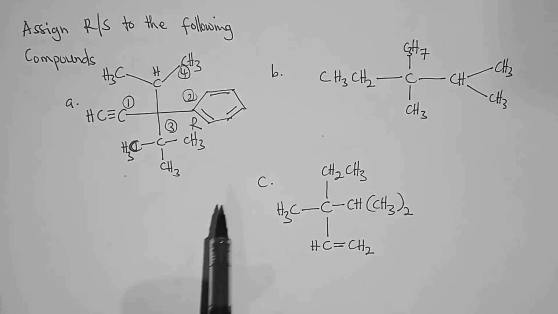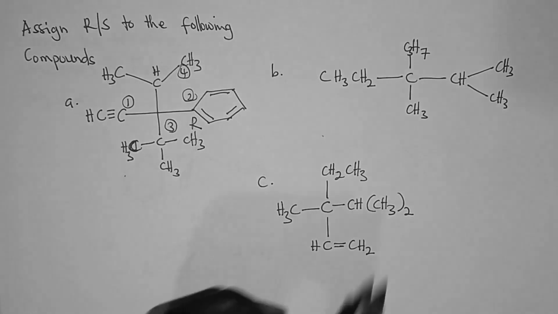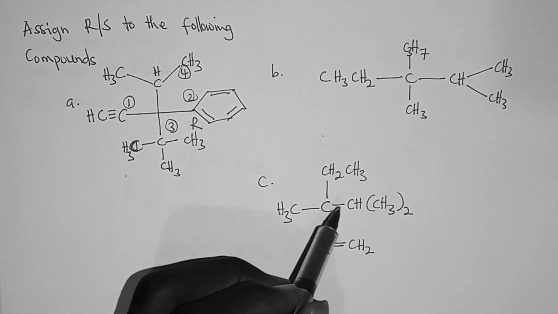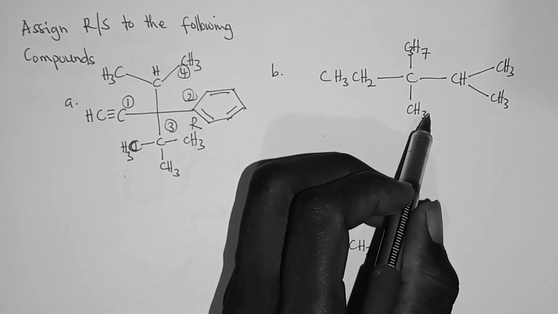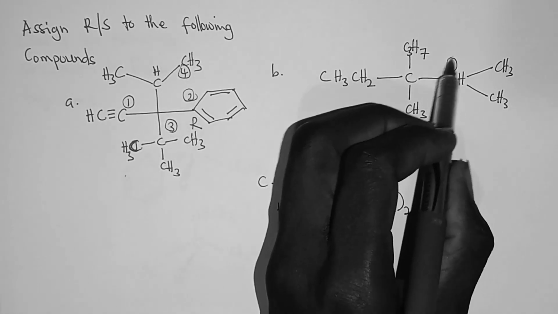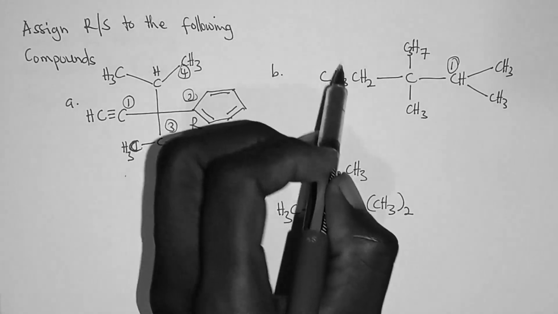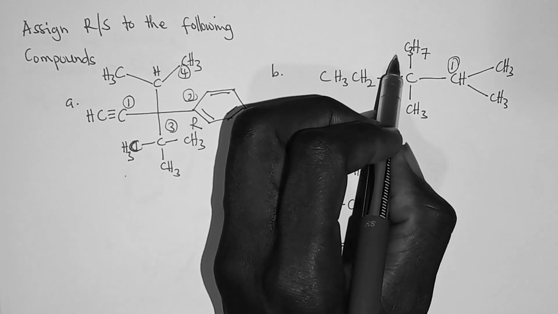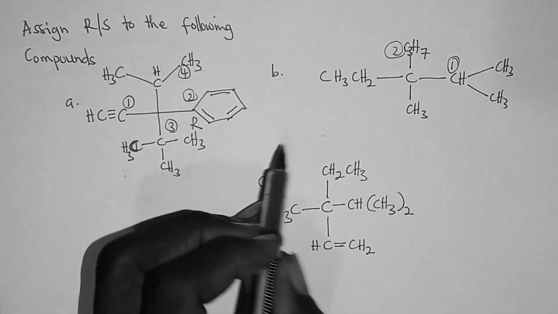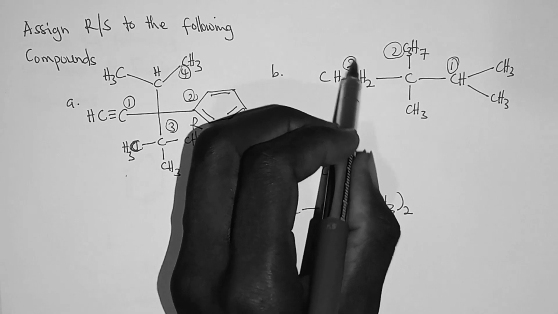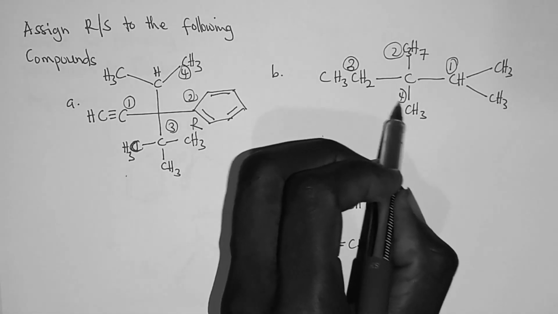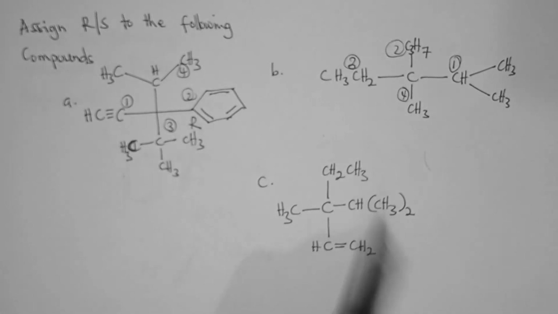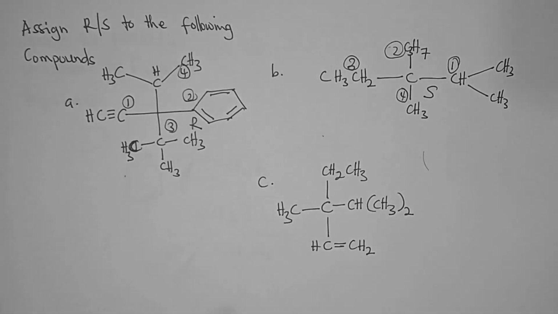Let's come to the B part. So we have this isopropyl group here. So that side becomes 1. And then we have the propyl group, which is number 2. And then the ethyl is number 3, and the methyl is number 4. So you can see that it is in the anti-clockwise direction. And therefore, this configuration is an S configuration.